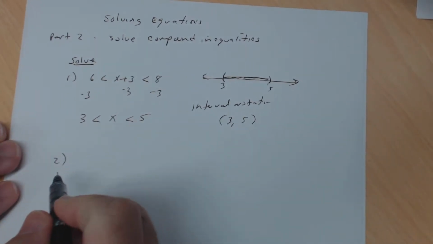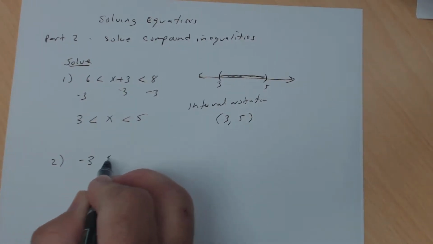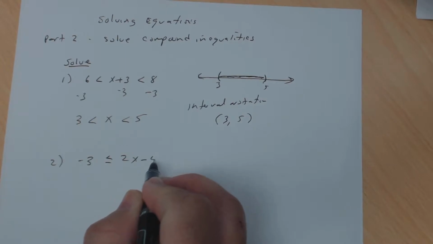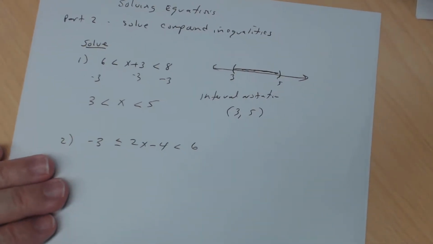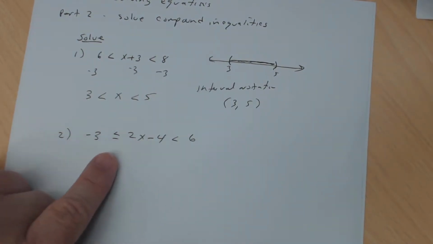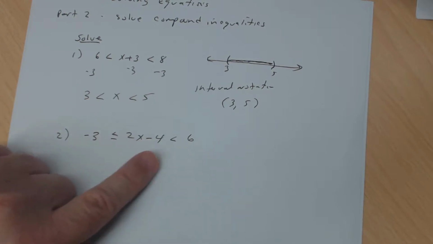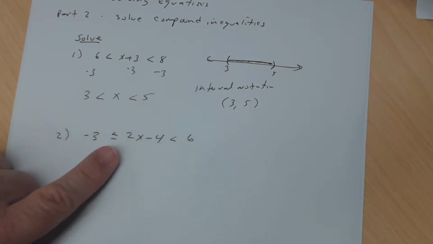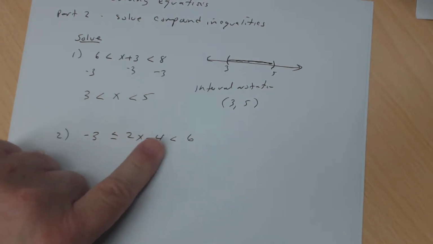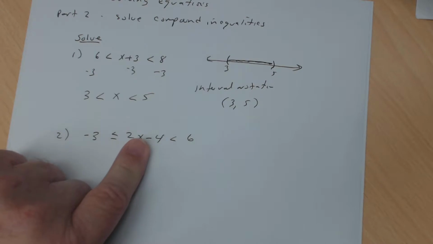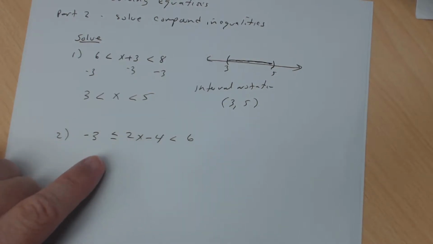All right, number 2, you have negative 3 is less than or equal to 2x minus 4 is less than, let's say, 6. All right, so again, the same idea. You have this compound inequality. You want to get the variable x in the middle to solve this inequality. So you want to find out what real numbers will make the middle expression, this algebraic expression, less than 6, and at the same time bigger than or equal to negative 3.